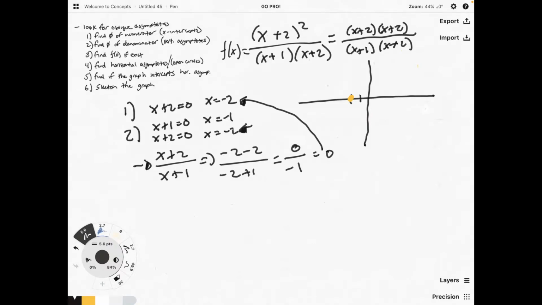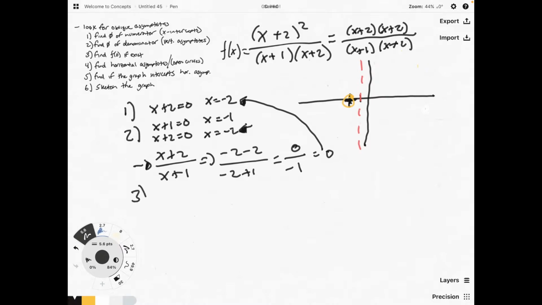However, because in the original function we can't have a -2 in the denominator, that actually becomes an open circle instead of a closed circle. And lastly, we still need to plot our x = 1 because that is still our vertical asymptote.